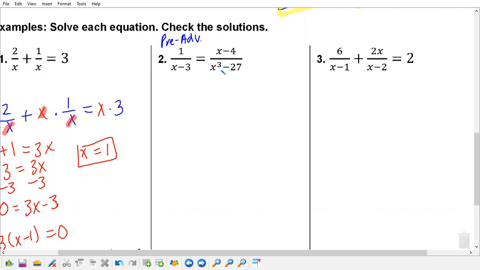x³ - 27. Remember how step one says that you may need to factor? Notice in this denominator, I'm going to need to factor. And this is a difference of cubes. So this factors out to become (x-3) times (x² + 3x + 9). Remember, you take the cube root of each term, you square the first one, multiply them together, square the last.